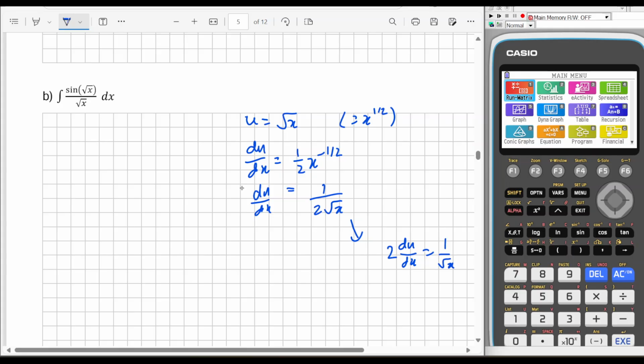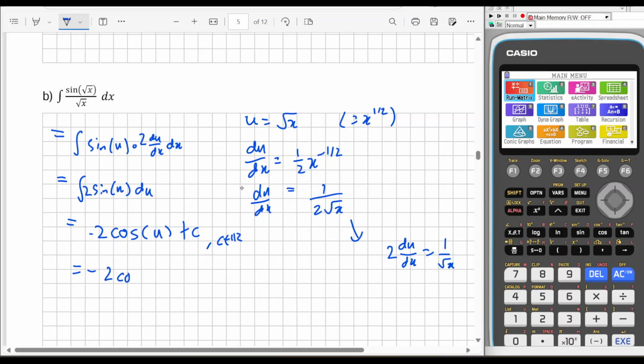And so here, this integral will become sine of u. I have like 1 over root x there. You can imagine like a 1 being on the top. So I'm going to replace that with 2 du dx. The dx's cancel, well, they don't technically cancel, but they sort of do. It's 2 sine of u du anyway. So this is 2 cos of u, and it's got a minus sign in front of it because sine goes up to minus cos. C is in R. So that's minus 2 cos of root x plus c.